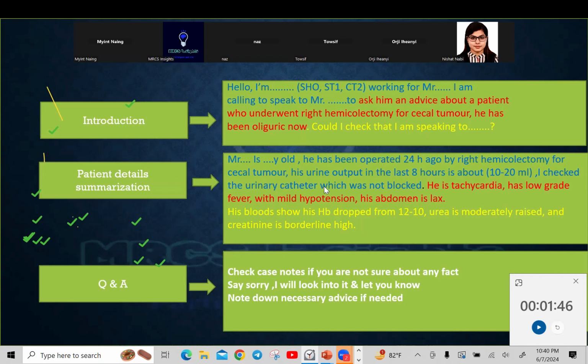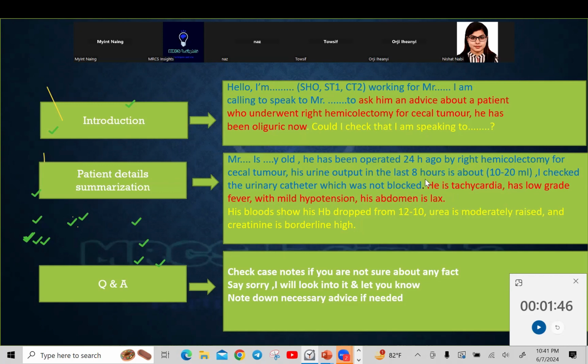Like in here, you can see that the patient details and current condition have been properly stated, that he was operated on 24 hours ago by right hemicolectomy for sickle tumor, and his urine output in the last 8 hours is this, and I have checked the urinary catheter, which was not blocked, which is the most common cause in this kind of situation, right?